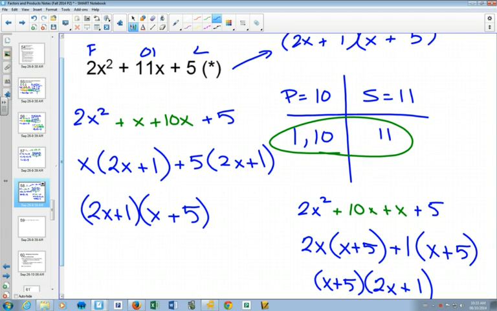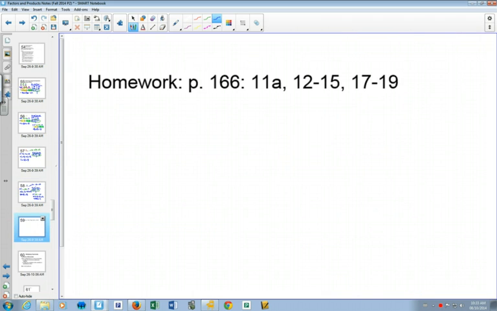Are you able to handle that this morning? A factoring one that's a little nasty? Michaela says no. She's done. Anybody ready for a challenge? Anybody want to take the challenge? A lot of people say no. If you're not ready for the challenge, here's your homework. If you are ready for the challenge, here's the question.